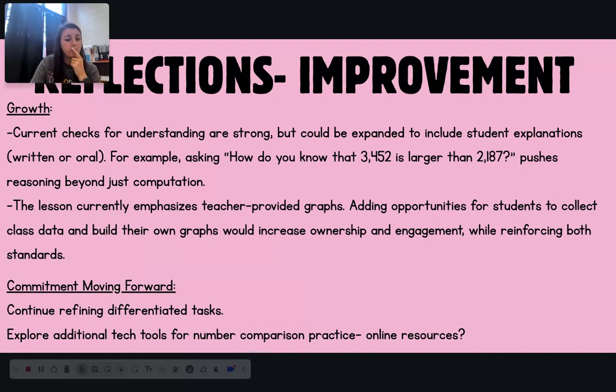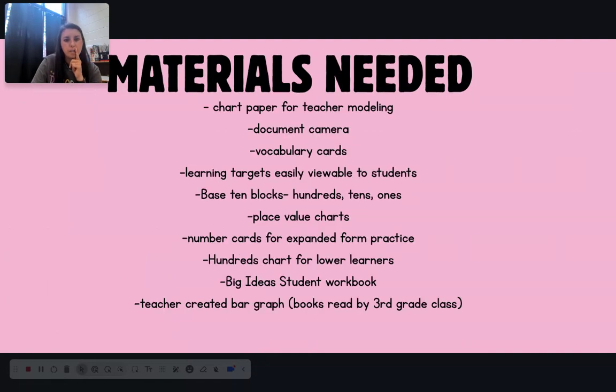So commitment moving forward, continue refining the differentiated task, explore some more online resources. And also another thing that I did not put on here that I definitely think is an improvement is focusing a little bit more on the 500s instead of 500 hundreds. Like I was saying, the 310s instead of 3010s. That concept is just mind-blowing for them.